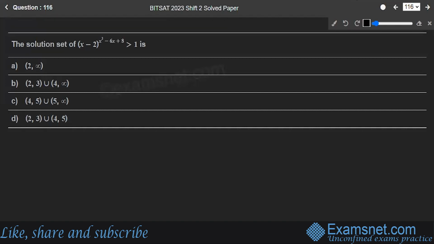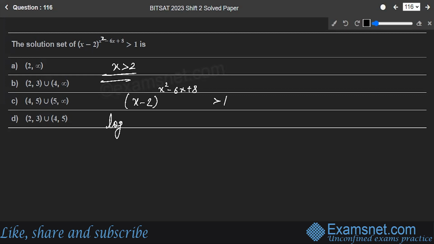Question number 116, the solution set of (x minus 2) raised to the power x square minus 6x plus 8 greater than 1. Here it is x square, not x cube. So clearly in this question, x is greater than 2. How's that? Let's write down. You have (x minus 2) power x square minus 6x plus 8 greater than 1.